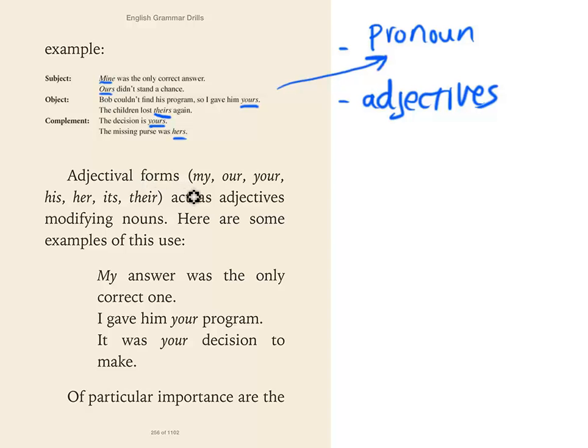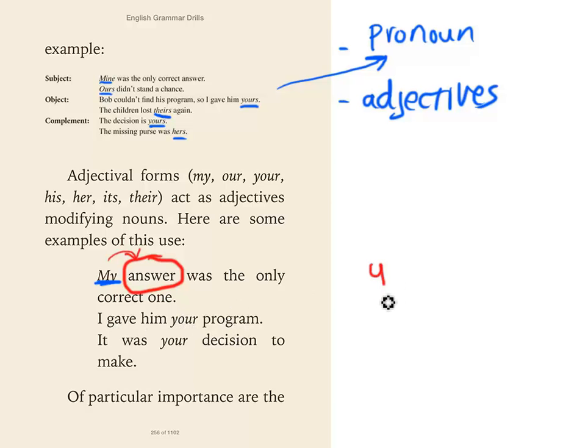The adjectival forms, my, our, your, his, her, its, and their, act as adjectives modifying nouns. Here's an example. My answer was the only correct one. My is the possessive. My what? My answer. Answer is the noun, and my is the adjective modifying the noun. Okay? So you can see mine was the only correct answer up here. Mine stands alone. My does not. My answer.